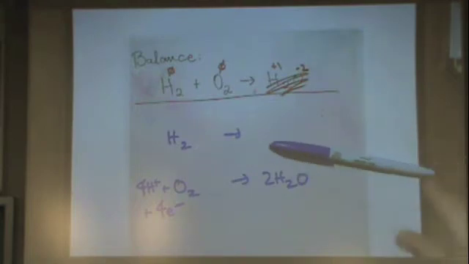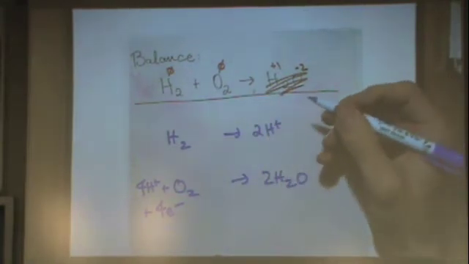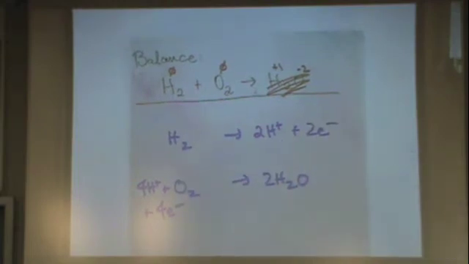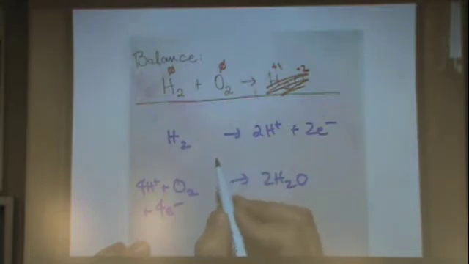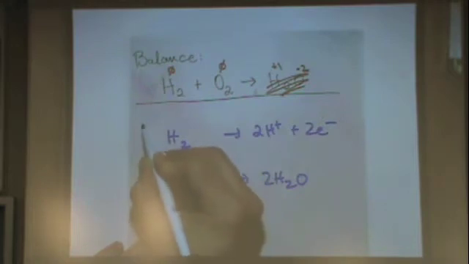Next one, step 1. Balance whatever is not oxygen or hydrogen. Doesn't apply here. Step 2, balance the oxygens. Doesn't apply. No oxygen. Step 3, balance the hydrogens. 2 hydrogens. So I need 2 H pluses. Last step, charge. It's 0 here plus 2 here, so I need 2 electrons. There's my 2 finished half reactions. Which one is the reduction half reaction, top or bottom? Reduction, oxidation.